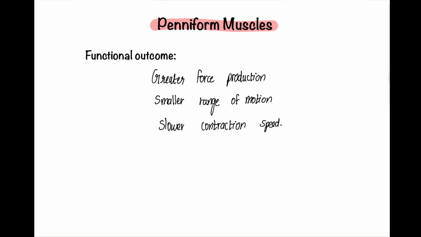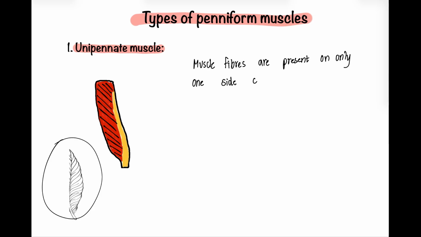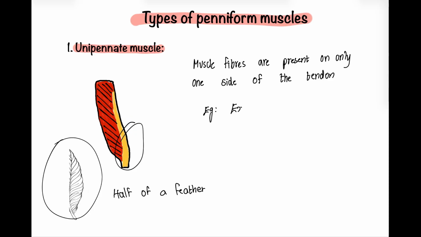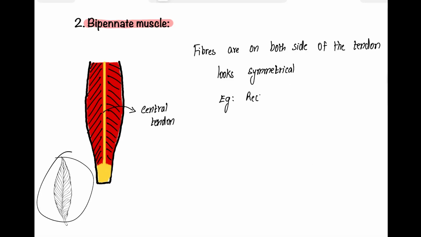Next, we are going to see types of pennatiform muscle. The first one is unipennate muscles. Imagine a feather where fibers are present on only one side of the tendon. The fibers attach to one side of a central tendon and look like half of a feather. For example, extensor digitorum longus and tibialis posterior. These muscles are strong but still allow moderate movement, useful for controlled limb actions.